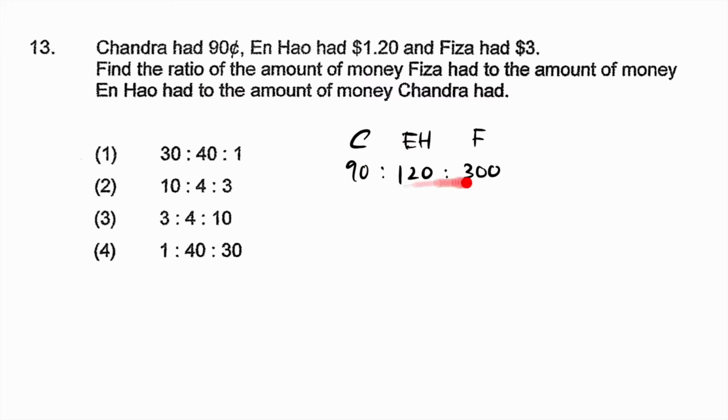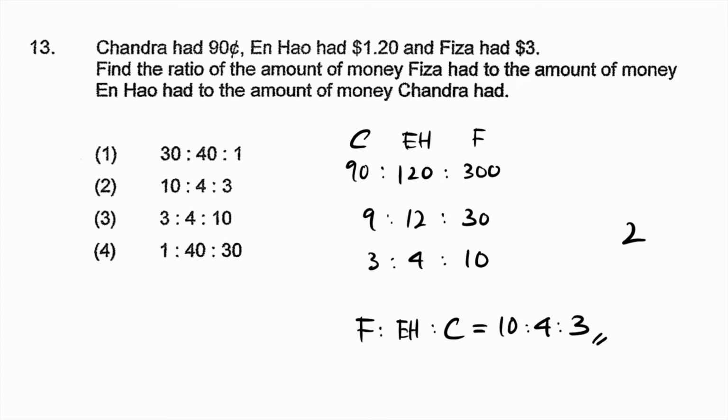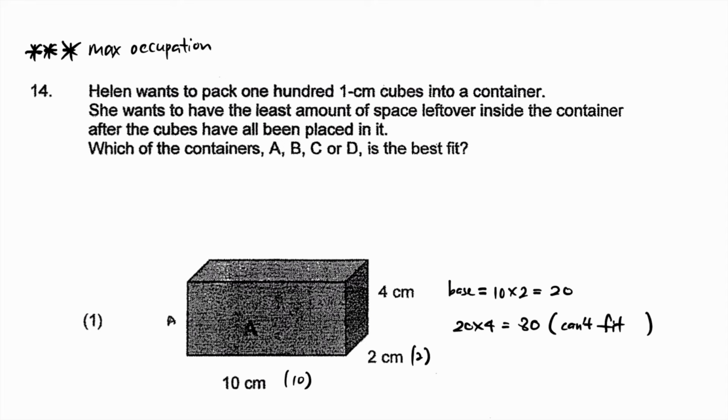Well, before that, let's do a bit of simplification. Look at the 0, 0, 0 here. Well, we can simplify that, right? Let's cancel. That's this. And then all of them are multiples of 3, which I'll divide by 3. And this is the simplest form. Then do not forget to write the ratio in the correct order. F, E, C.